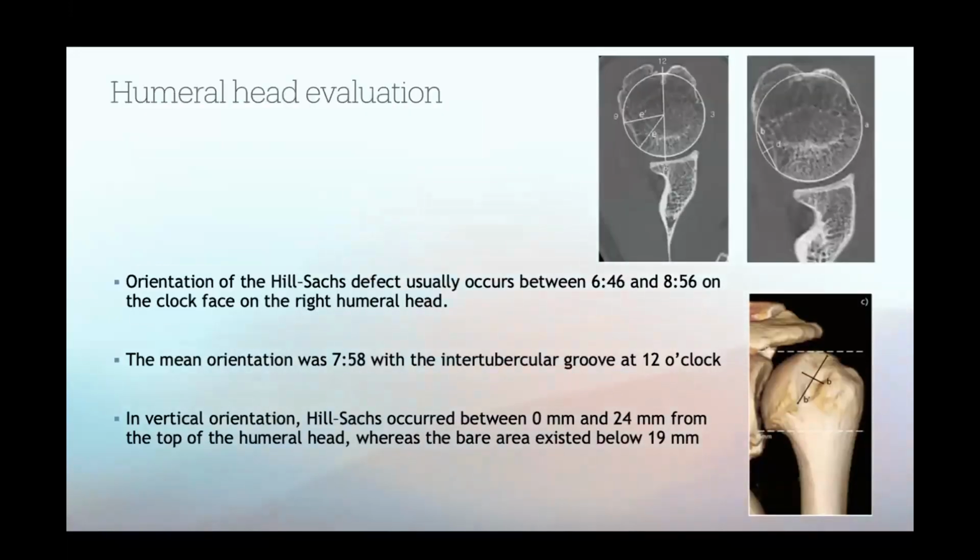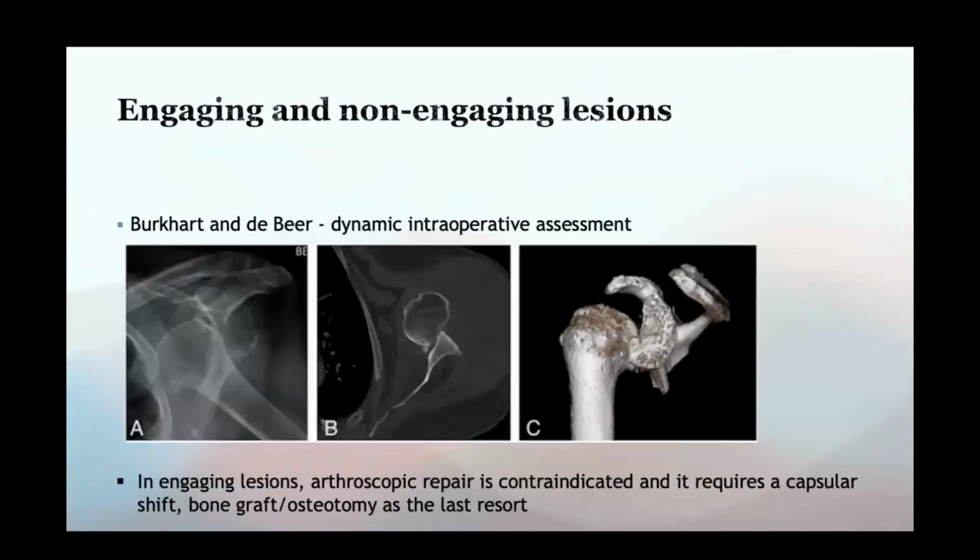Coming to humeral head evaluation, this is specifically done for Hill-Sachs lesions. The orientation of the Hill-Sachs defect usually occurs between 6 o'clock and 8 or 9 o'clock. The mean orientation is around 8 o'clock, with the intertubercular sulcus groove at around 12. In vertical orientation, Hill-Sachs occurs between 0 mm and 24 mm from the top of the humeral head, whereas the bare area exists below 19 mm.